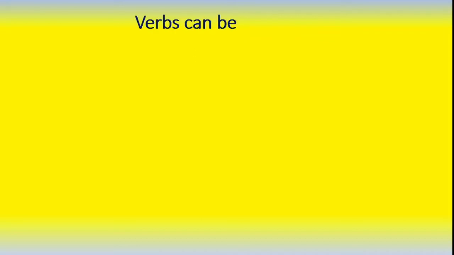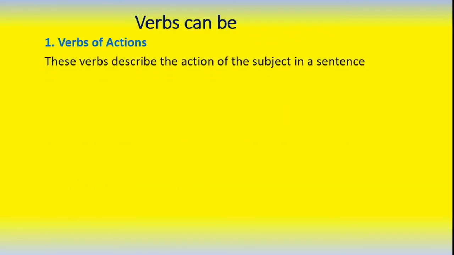Now let us discuss what are the various kinds of verb. So a verb can be a verb of action. So very clear, these are the verbs which describe the action of a subject in a sentence. That is the role of verbs of action. These verbs involve a movement, so there is a movement done by the subject in a sentence.